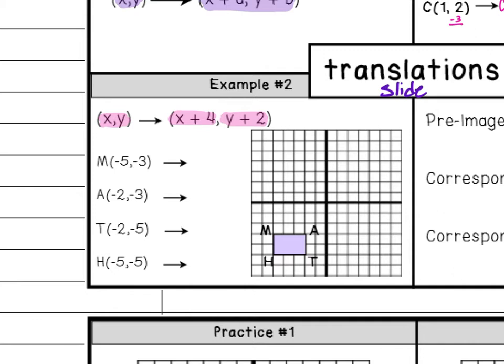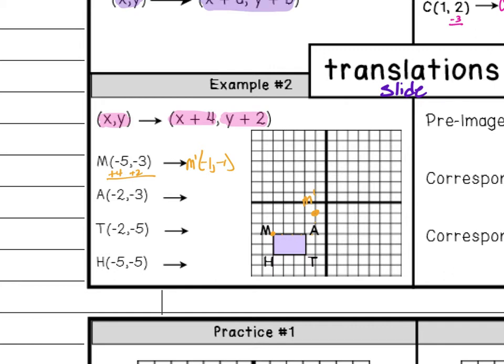So sometimes it's just nice to know, well, I'm going to go back here again. I'm going to take this x and add 4 to it, and add 2 to this. And well, what do I get? Well, m prime is going to be -5 plus 4 is -1, and -3 plus 2 is -1. So if I move this point, which is m, forward 4 and up 2, I should land at -1, -1. So let's see if that happens. 1, 2, 3, 4, 1, 2, and look, I land right there. So that becomes m prime.